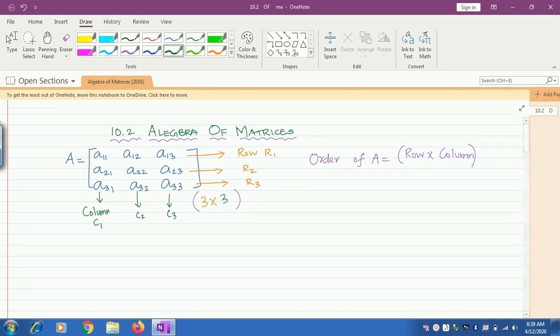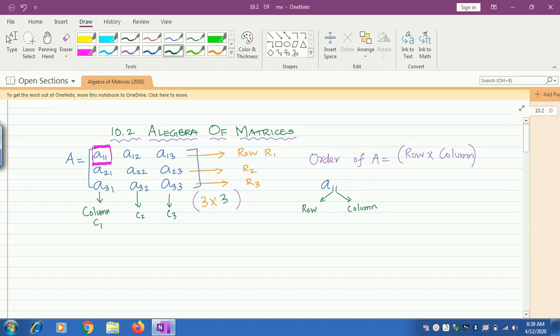And this we call the element of the matrix, where the first position starts with, if I write A11, the first number represents the row position and the second represents the column position. Okay, so this is the simple definition of the matrix.